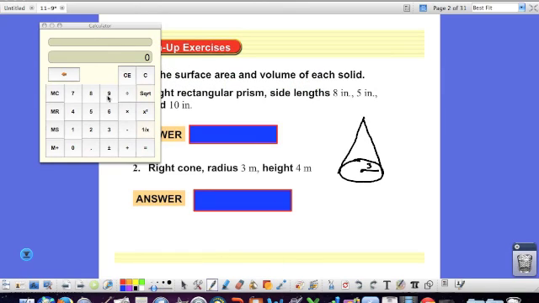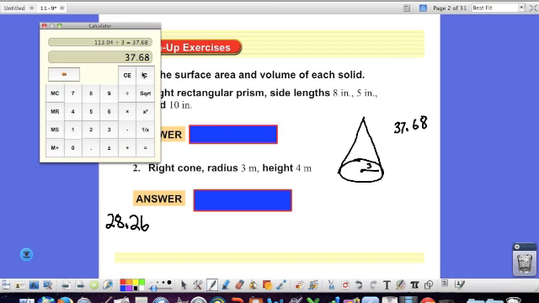Okay, 3 squared is 9 times 3.14. So the area of that base is 28.26. I'll just put that over here because I'm going to need it for the surface area and I'm doing the volume first. Times the height is 113.04 divided by 3 because there's a pointy top. It's about 37.68. So I want to check that. 9 times 3.14 times 4 is that number.